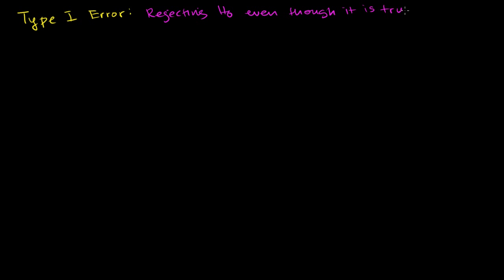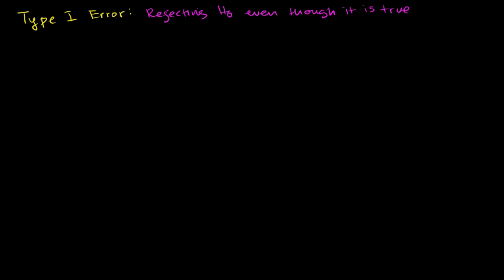I want to do a quick video on something that you're likely to see in a statistics class, and that's the notion of a type 1 error. Type 1 error. And all this error means is that you've rejected the null hypothesis even though it is true. Even though it is true.